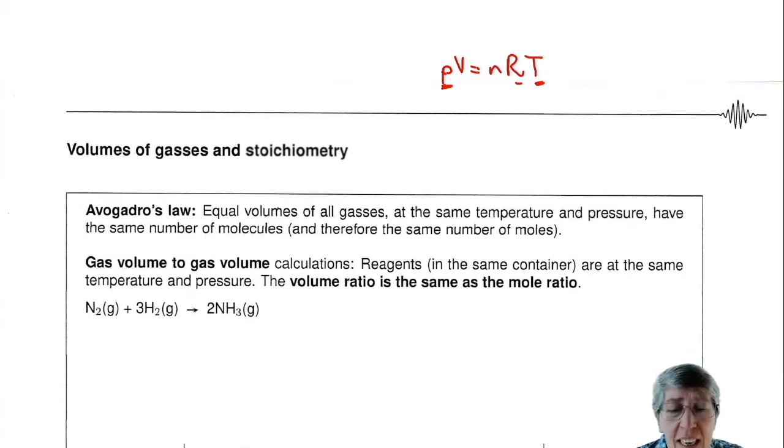And that immediately tells you that V is now directly proportional to n. More moles will take up more volume. And if it's double the moles, then you've got double the volume. So what Avogadro actually tells you is if you are looking at gas, and you've got your reagents in the same container, the volume ratio is the same as the mole ratio. Now, how are we going to use this?